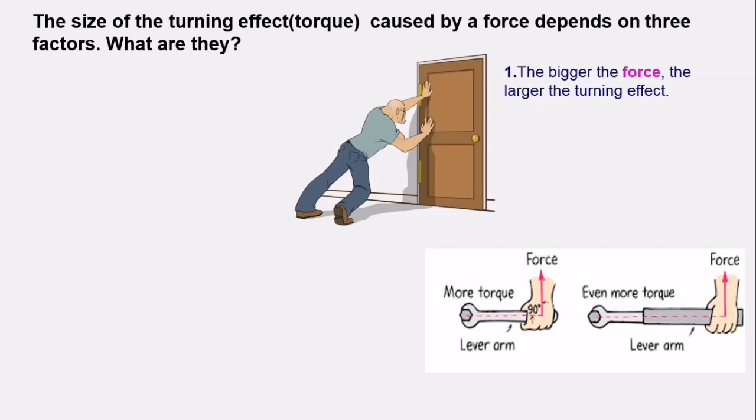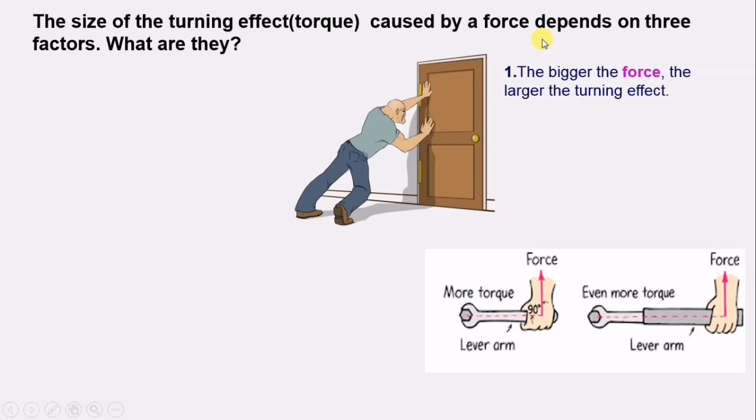And the most common example is the door. Okay, so what do you expect? The first factor is the force, because torque is caused by force. The larger the force you exert, the more you can rotate the object, so the more torque you apply. Here, as you can see, there is a strong man who is exerting a large force on the door, but the door still cannot open.